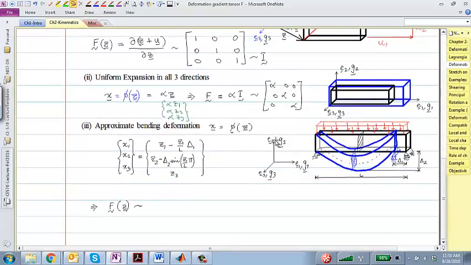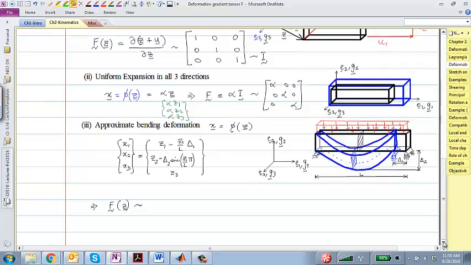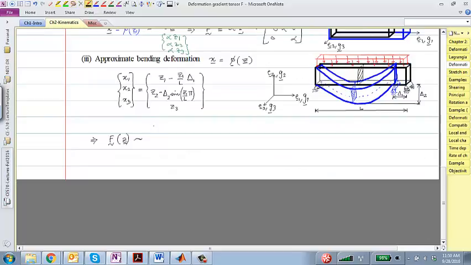Let's do the third one. Approximate bending, this is a map that we've seen before. The map's given out here. The F tensor field would be given by the derivative of the first with respect to z1, what would that be?